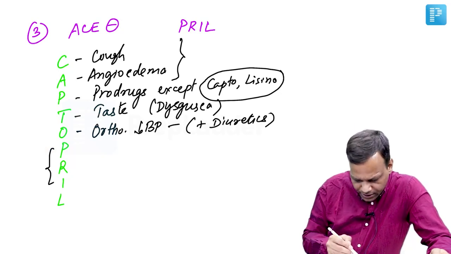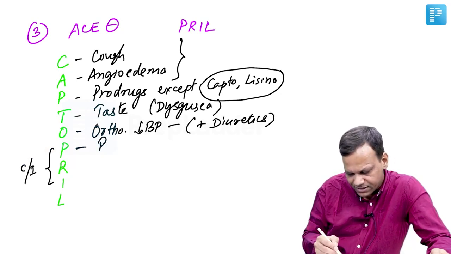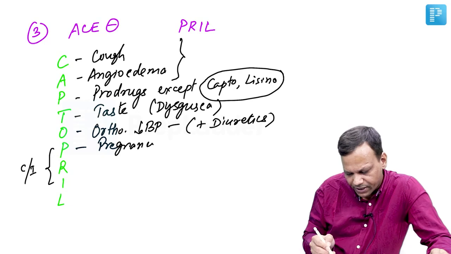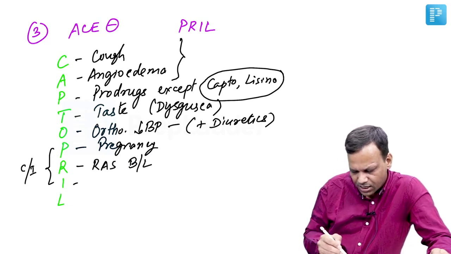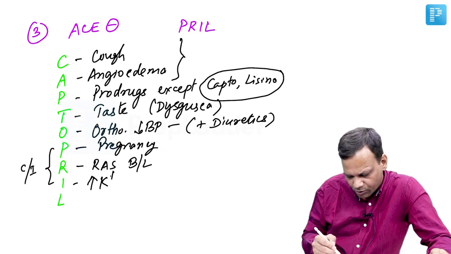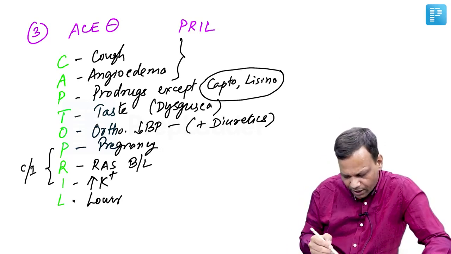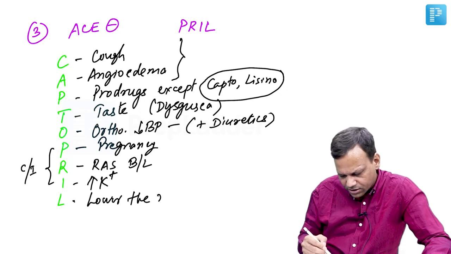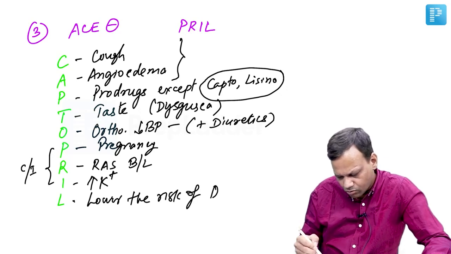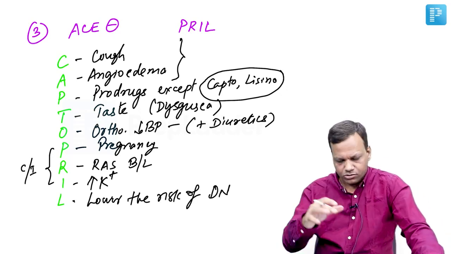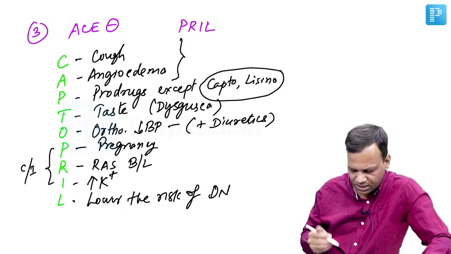They are contraindicated in these three situations. These are pregnancy, absolutely contraindicated in pregnancy, bilateral renal artery stenosis, and increased potassium, that means hyperkalemia. Then lastly, they are a very good drug for diabetic nephropathy, lowering the risk of diabetic nephropathy. So good drug for diabetic patients. So these are important points regarding the ACE inhibitors.